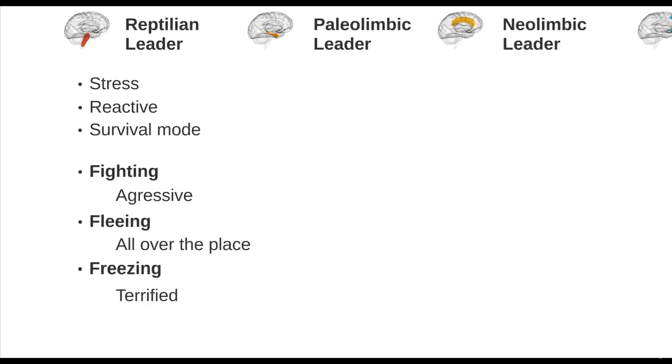Here we're talking manipulative, deceitful power games. Paleolimbic leaders are territorial. They'll let you know when you're on their turf. We could distinguish four types of paleolimbic leaders. Dominant paleolimbic leaders are probably the worst. They think they are God's gift to the organization and feel entitled to all kinds of privileges.